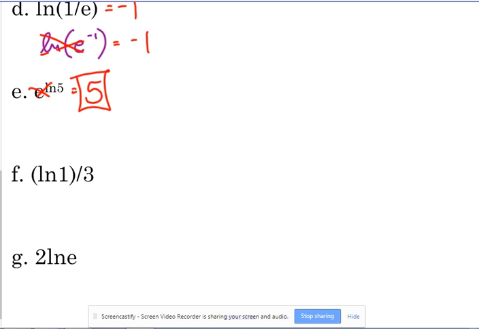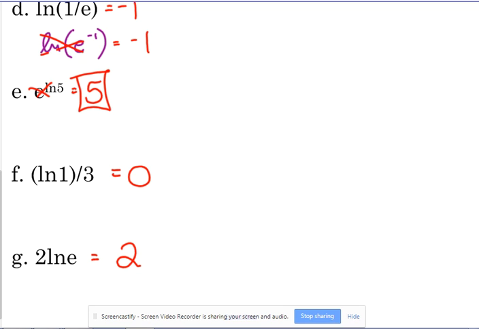I've got the natural log of 1 divided by 3. What's that answer? What's the natural log of 1? 0. What's 0 divided by 3? 0. Okay. And G, 2 times the natural log of e. What do y'all think? 2. The natural log of e is 1, because e to the first power is e. And so then 2 times 1 is 2.